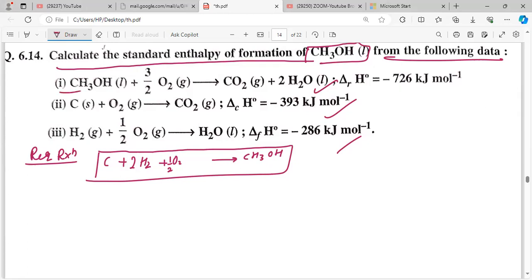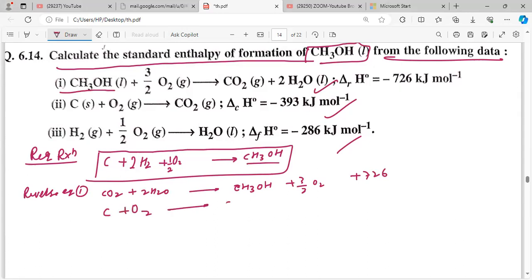Now the first reaction, you see, this is on the reactant side. It should be on the product side according to the required reaction. So reverse equation 1. What will be there? 2H2 plus CO2 gives 3 by 2 O2 plus CH3OH, plus 726 kilojoule per mole. Second, it is required on which side? Reactant side. So it will be as it is, C plus O2 gives CO2, and this value will be 393.